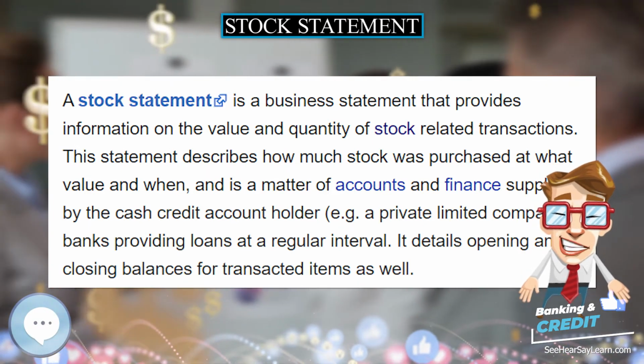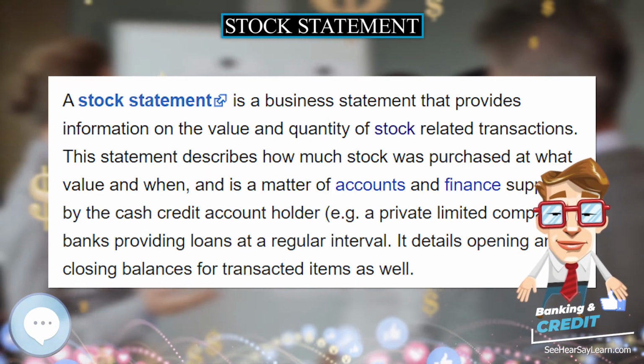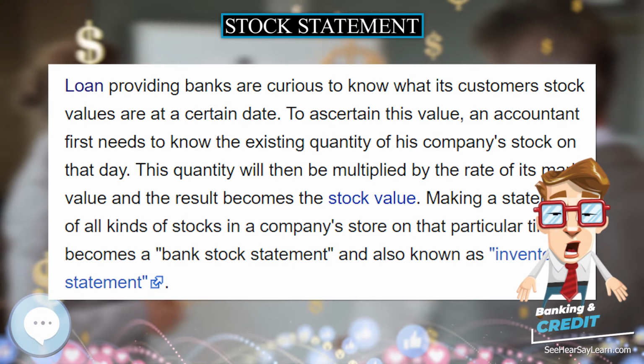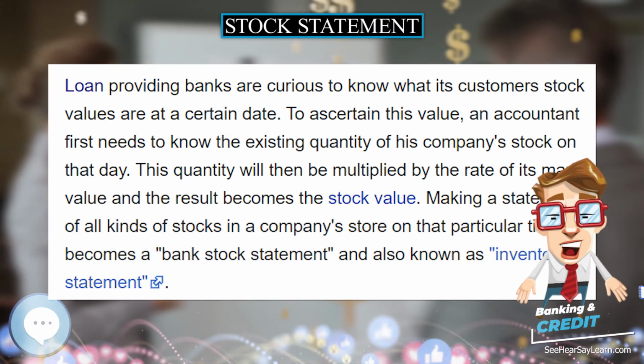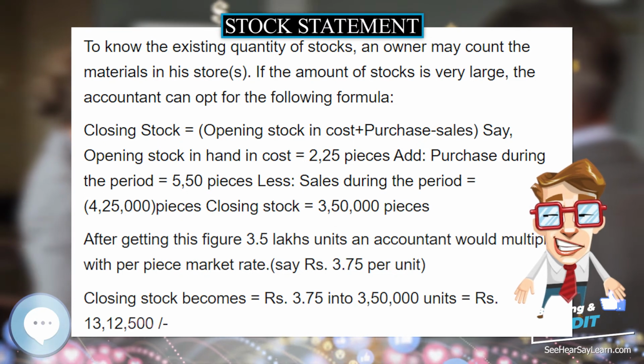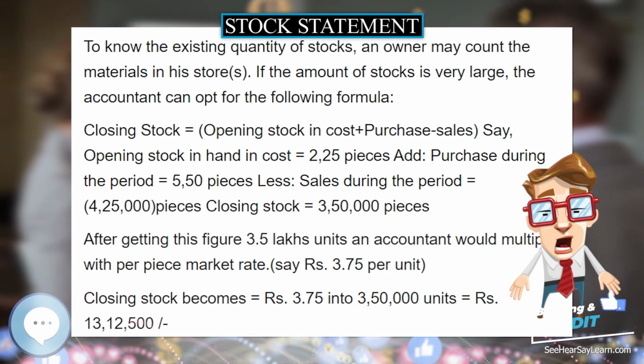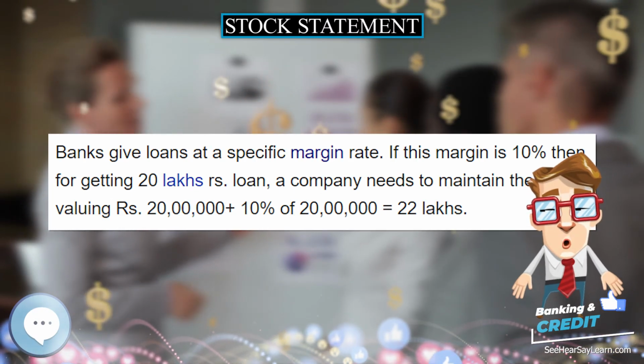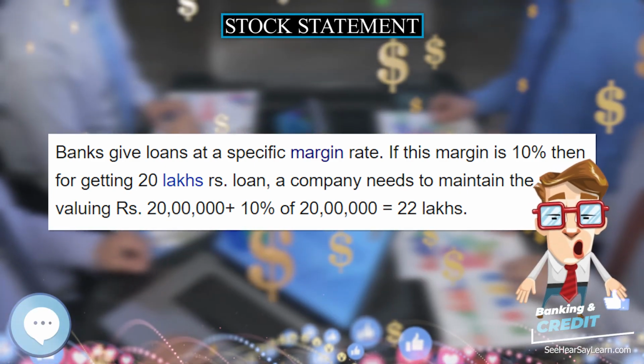Banks give loans at a specific margin rate. If this margin is 10%, then for getting a 20 lakh rupee loan, a company needs to maintain stock valued at Rs 20,00,000 plus 10% of 2 million, which equals 22 lakhs. If the stock goes below 2,200,000, then the bank may take the stocks from its debtor company.